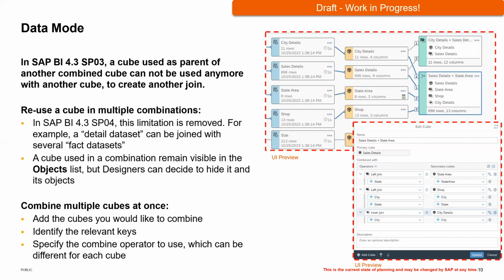Another key thing is that if you used the microcube as a parent of a combined set of cubes in the data mode in Service Pack 3, you could not reuse that cube in another combination. So now, as of Service Pack 4, you'll be able to reuse different microcubes in multiple combinations, right? So it's a huge limitation that we've removed there.